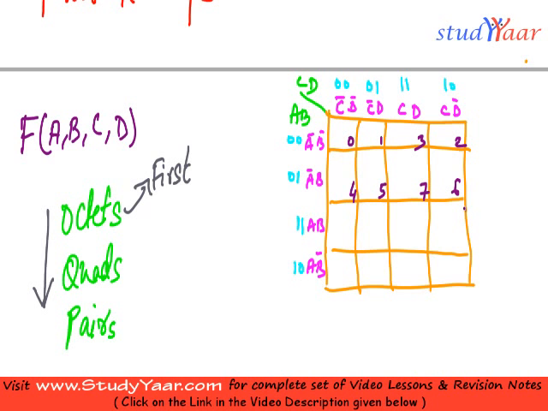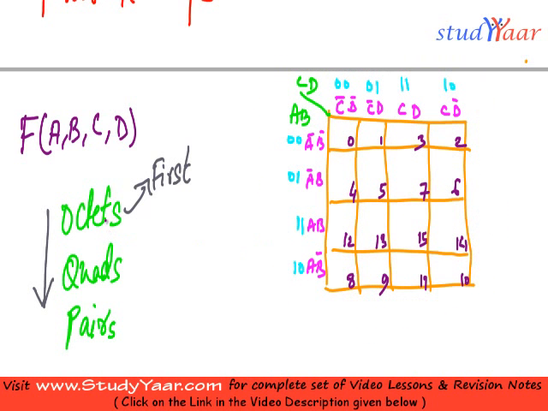Now there is a digression. 8 comes here, 9 comes here, 10 is over here, 11 is over here, and 12, 13, 14 is here, and 15 is here. Okay, you don't have to remember this numbering if you remember the gray code, because 1111 is anyways 15. So once you are good with creating this K map and the right gray codes, then you can automatically calculate the numbering from that.